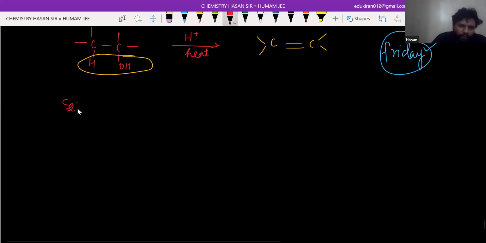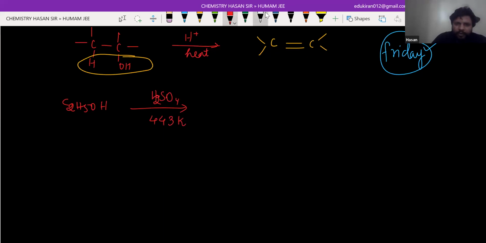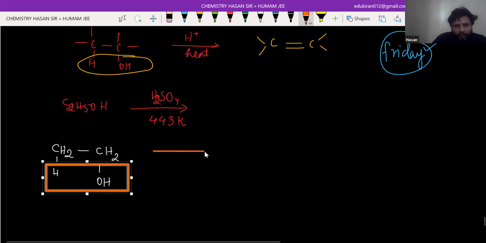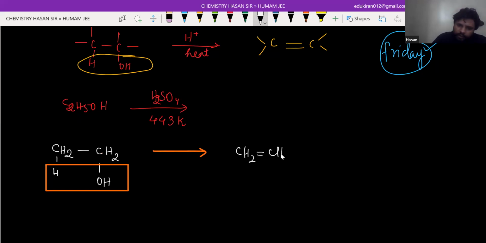So I'm going to show you. If you have C2H5OH, that is your ethanol, and you are going to use H2SO4 at 443 Kelvin. So you know that C2H5 means CH3CH2, and here I can write CH2OH. What you need to do is just remove this water. If you remove this water, what you will get? CH2 double bond CH2. H2O will be eliminated.